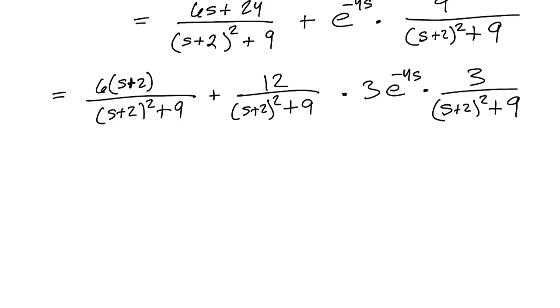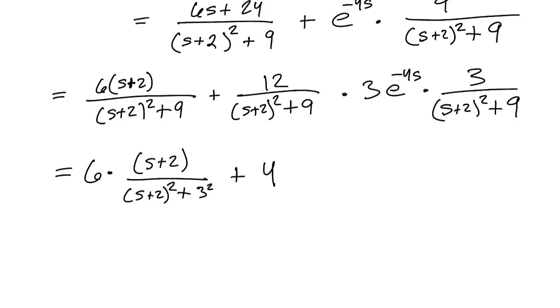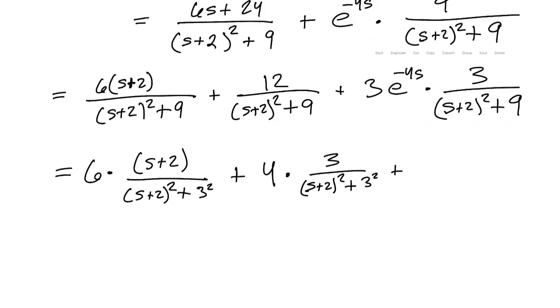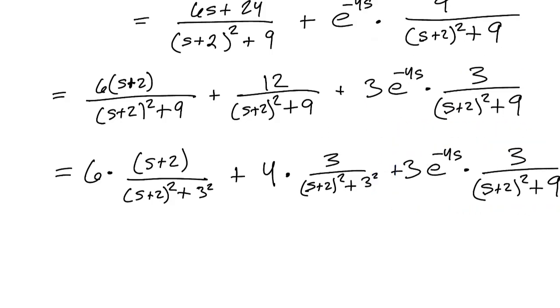In fact, we probably could do slightly more work here. Let's just do one more step. 6 times s plus 2 over s plus 2 squared plus 3 squared, which is 9, plus 4 times 3 over s plus 2 squared plus 3 squared. And then the last term, I'll just copy and paste it here.